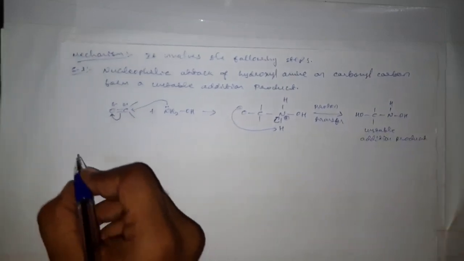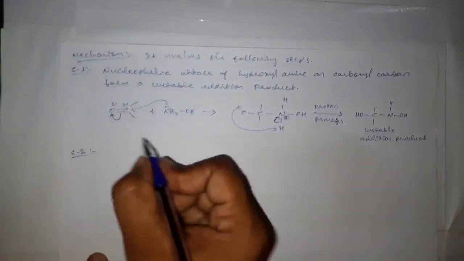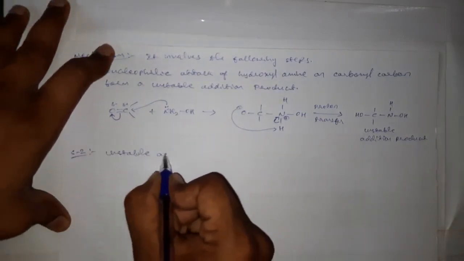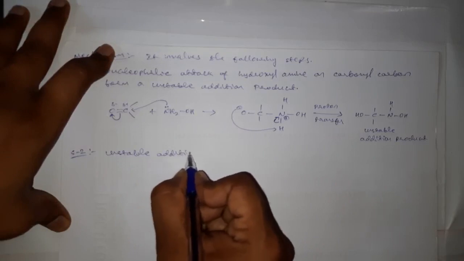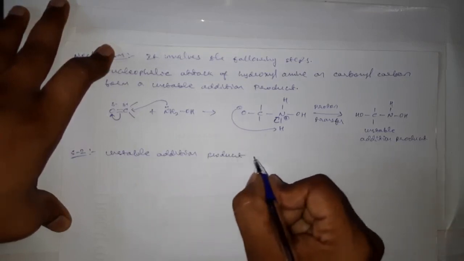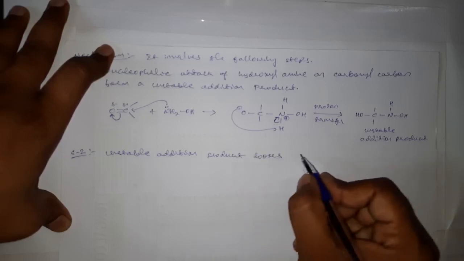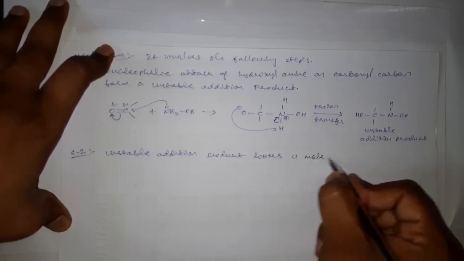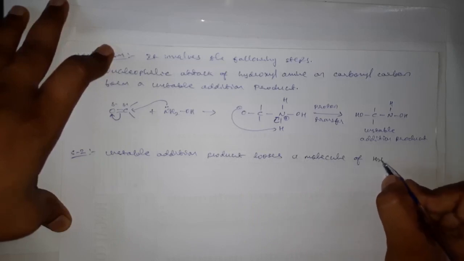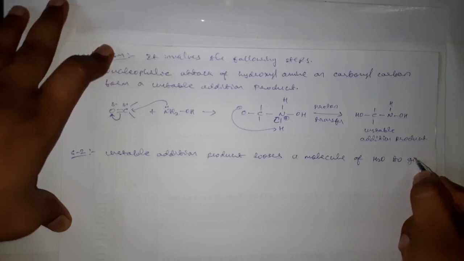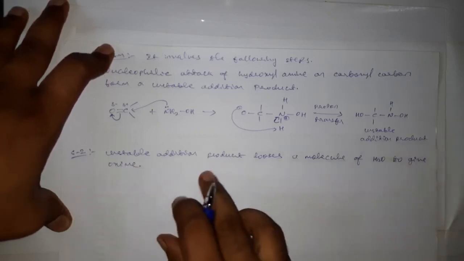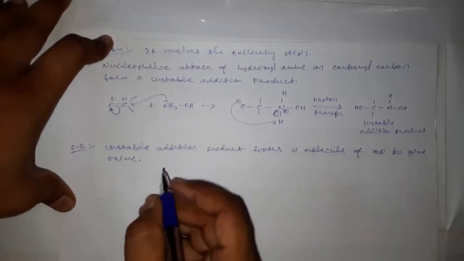Okay. Then in the next step, this unstable addition product loses a molecule of water, that is H2O, to give the oxime. That is, in this step dehydration is taking place.